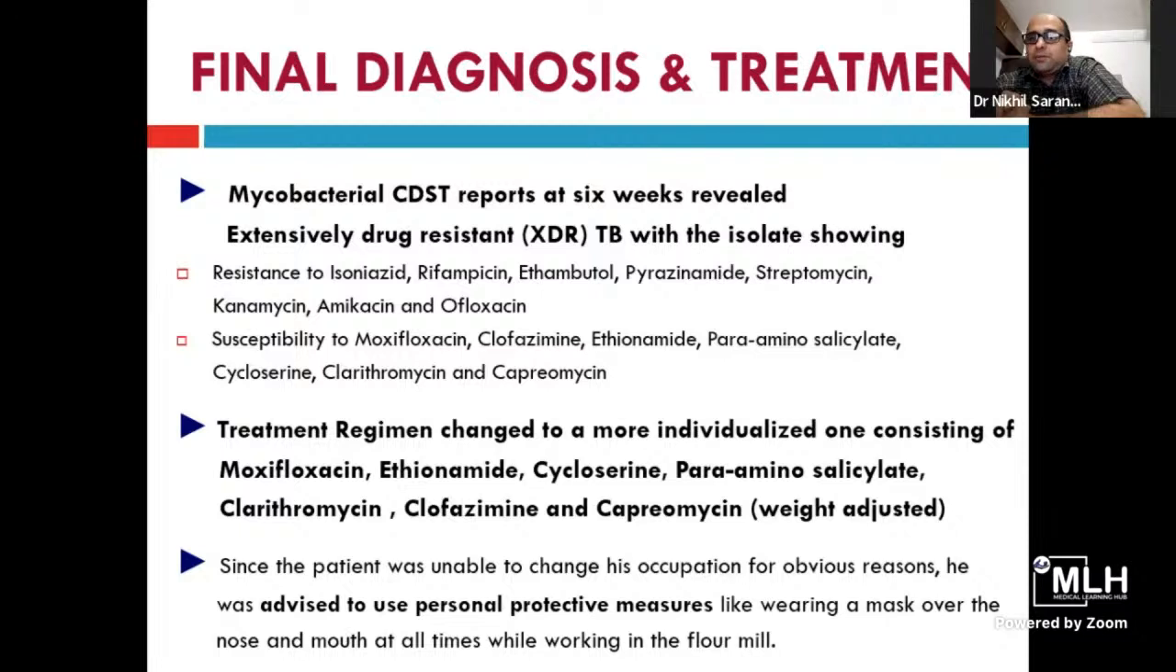And susceptibility to moxifloxacin, clofazimine, ethionamide, paraminosalicylate, cycloserine, clarithromycin, and capreomycin. So ultimately, what is good here is that you have a regimen of 7 to 8 drugs which you can give. What is bad is you have wasted 2 months. Not you have wasted, but ultimately time has gone by and the patient has suffered.